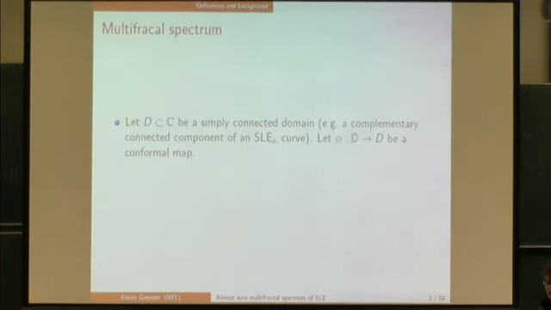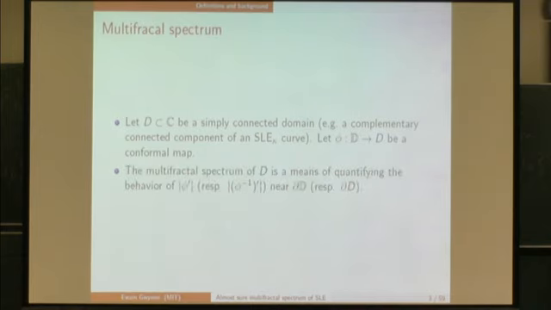So to start off, suppose we have a simply connected domain D in the complex plane, and we have a conformal map phi from the unit disk into our domain D. So typically, D is going to be a fractal domain of some sort, and in this talk, it'll be a complementary connected component of an SLE curve. The multifractal spectrum of the domain D is a means of quantifying the behavior of the derivative of the conformal map phi and its inverse near the boundary of the disk and the boundary of the domain D.